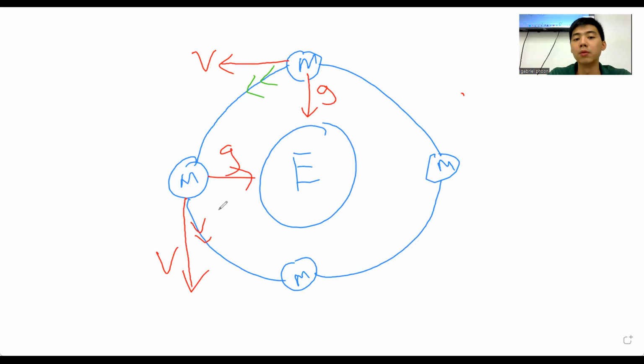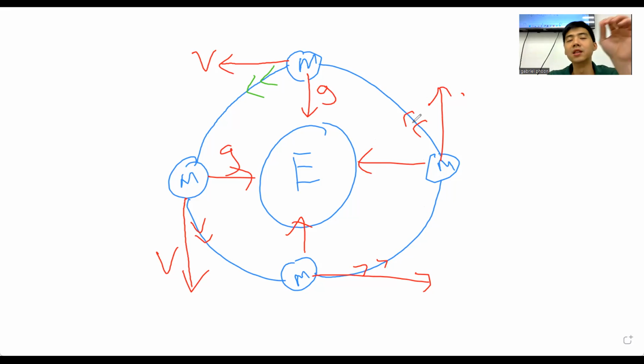And thus it has a resultant motion in this direction. Same thing for this one. So one force here, one force here, one force here, and one force here. And this gives the resultant force here.